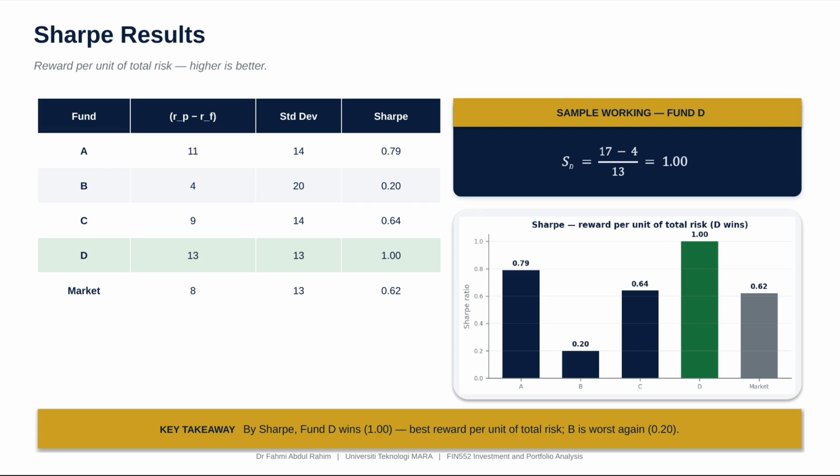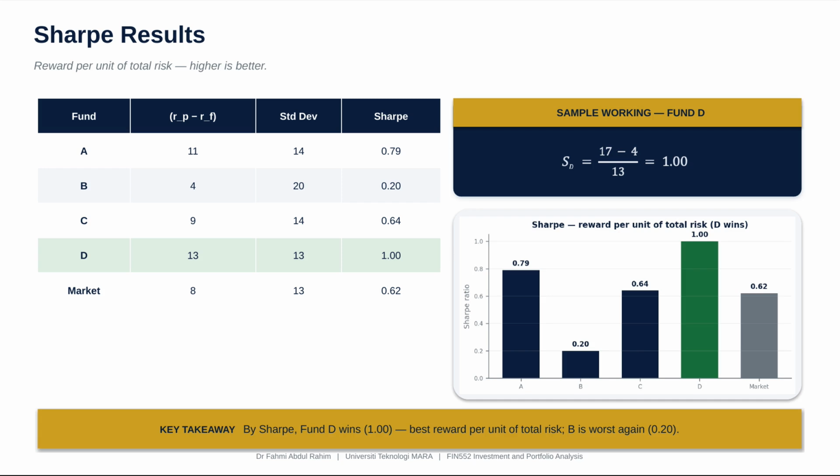Doing the rest, Fund A is 11 divided by 14, which is 0.79. Fund B is 4 divided by 20, which is just 0.20. Fund C is 9 divided by 14, which is 0.64. And the market is 8 divided by 13, which is 0.62. Look at the bar chart. This time, Fund D in green is tallest. So by the Sharpe measure, Fund D wins with 1.00, the best reward per unit of total risk.